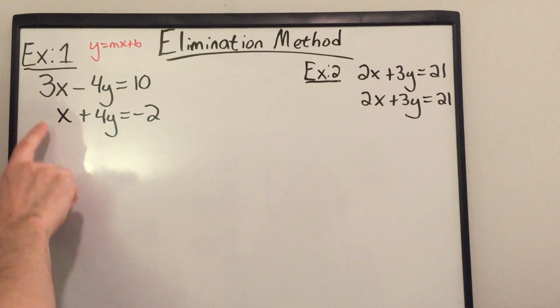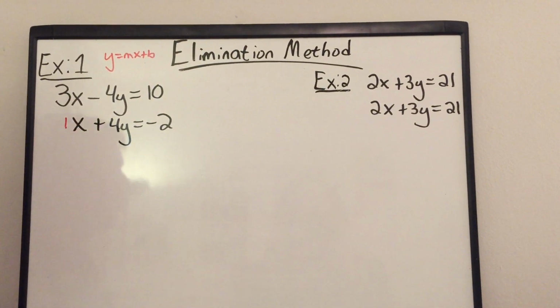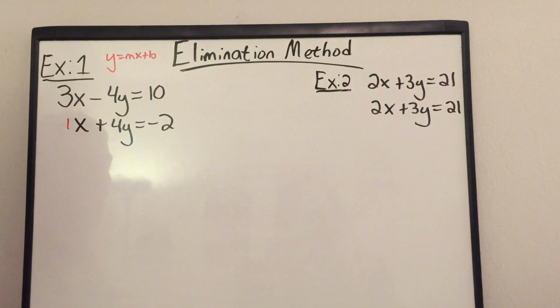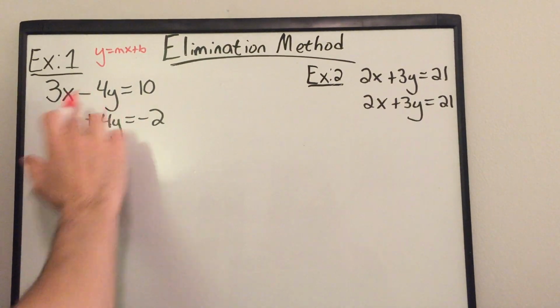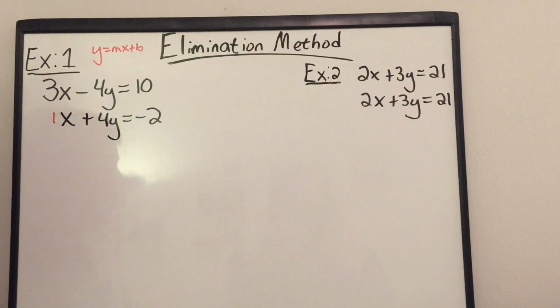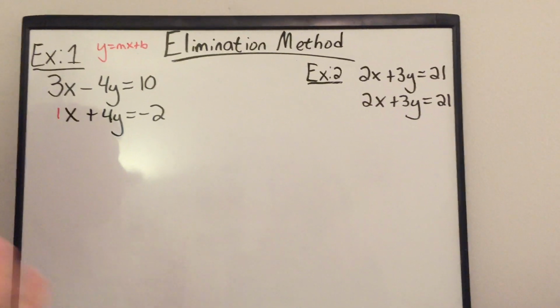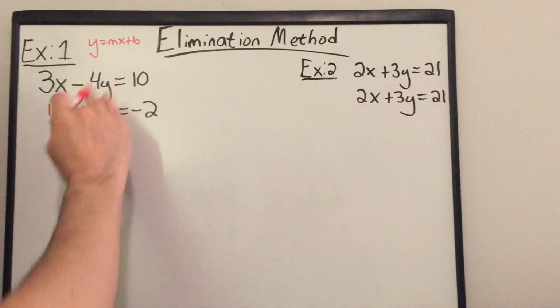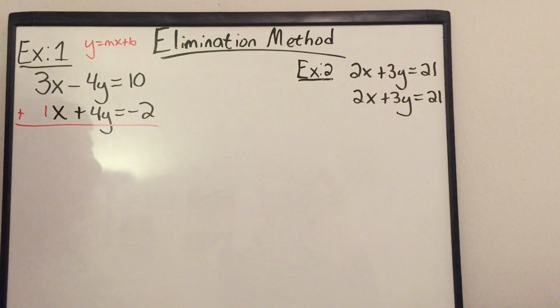Here, if I do 3x plus, and this is really a 1 right there, so 3x plus 1x, that gives me 4. Clearly, the x's do not get eliminated. But negative 4 plus 4 does. That gives me 0, which is perfect. I want one of my variables to eliminate, and that happens here. So we can move forward and add our equations together.